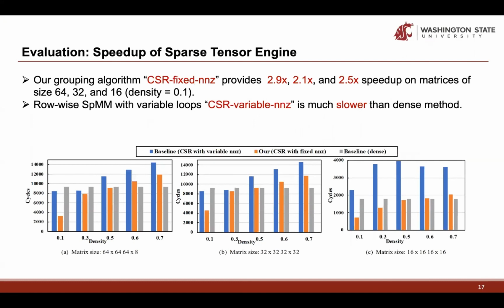Our grouping algorithm versus CSR with fixed non-zeros provides 2.9, 2.1, and 2.5 times speedup on matrix sizes of 64, 32, and 16. And the row-wise SpMM with variable loop is much slower than the dense method.